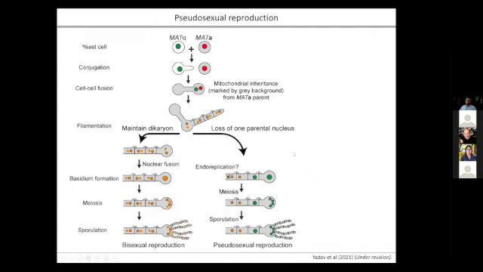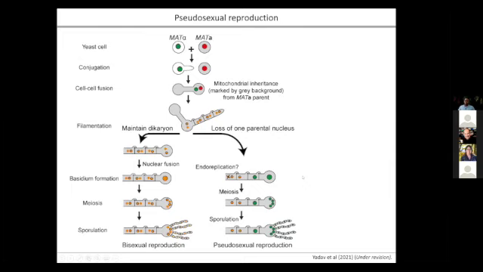So in overall summary of what I have told you today, in this process you have these two cells of opposite sex. They come together, form this zygote, form this filament. And unlike the bisexual reproduction where the two parental genomes fuse, in this case, one of the nuclei is lost. The other one replicates its genome, probably via endoreplication, then goes through meiosis and forms these spore chains.